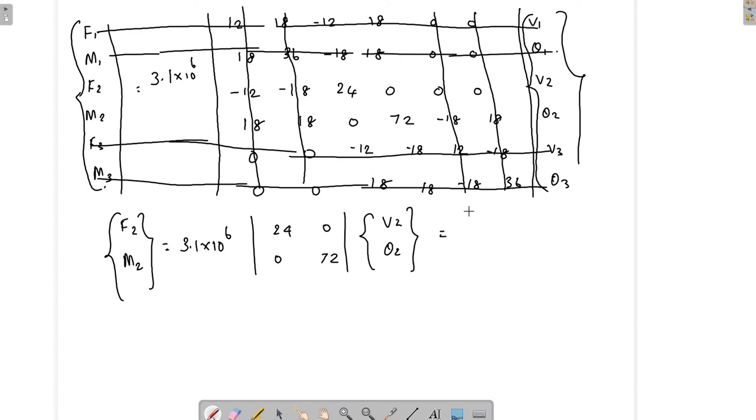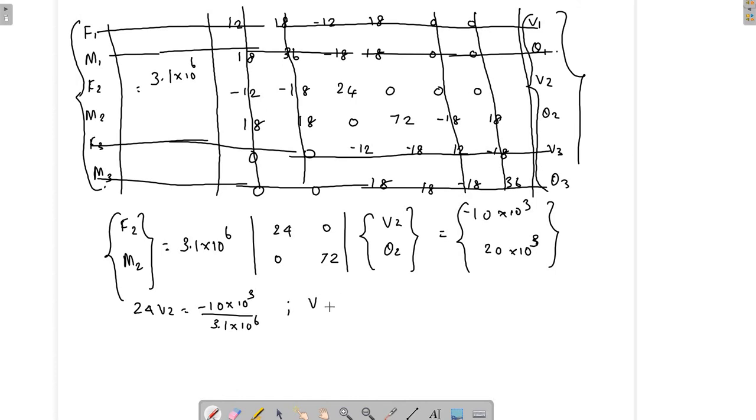We have the force matrix, it is minus 10 into 10 power 3, and here 20 into 10 power 3 because M2 is 20 kilonewton meter. So if you equate this equation, 24 V2 is equal to minus 10 into 10 power 3 divided by, I am bringing this constant 3.1 into 10 power 6 to the right side. So 3.1 into 10 power 6.